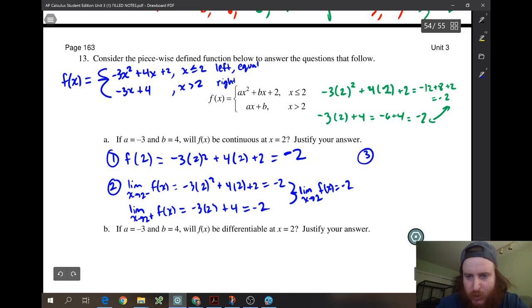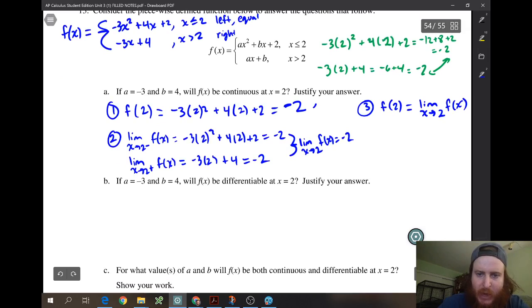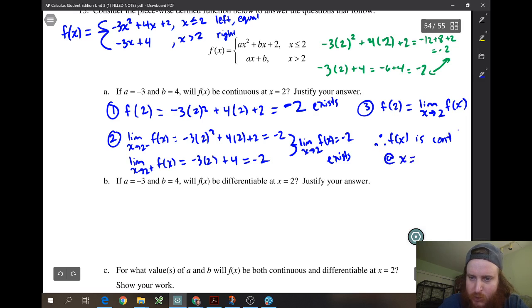Now we can move on to our third rule. Our third rule says that f of 2, in this case they are equal, they both were negative 2, is equal to the limit as x approaches 2 of f of x. So because all 3 of these rules pass, I could say the limit exists, and this was equal, we're going to say therefore f of x is continuous at x equals 2. It passed all 3 of our rules.